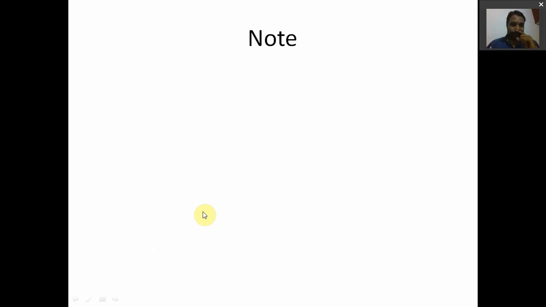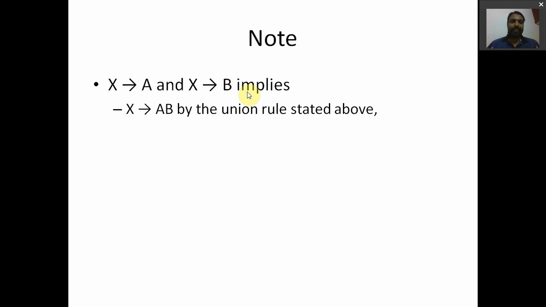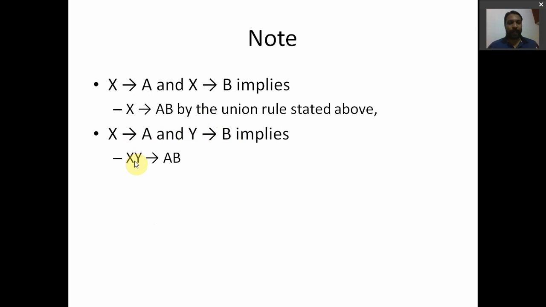We have to note a few things. If there are functional dependencies X to A and X to B, this implies X to AB by the union rule. We have already seen this rule. Also, X to A and Y to B, where X and Y are different, implies we can do the union operation: XY to AB. So this functional dependency also holds.